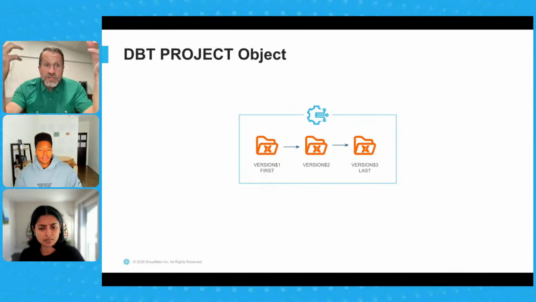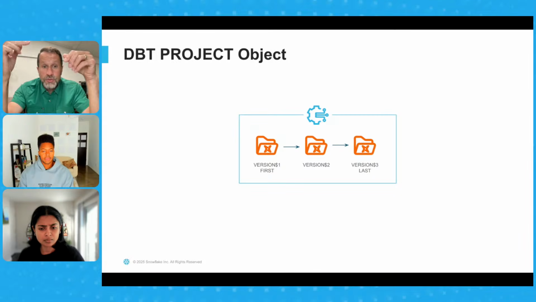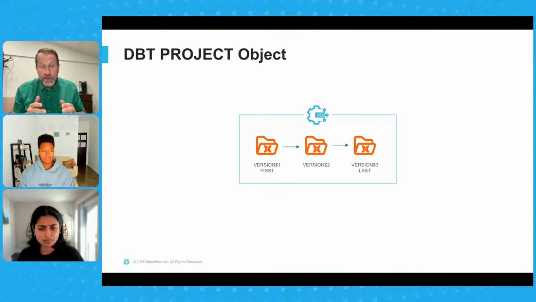And this DBT project object that I mentioned, what we do inside of this thing is we keep a version history of the project as you deploy them. So when you first create it, we have version 1. And as you deploy new versions, as you run an alter DBT project, what it's actually doing is creating another version of those files that make up the project inside of that object. So essentially this DBT project object in Snowflake is a file container at its core that keeps track of different versions of the project files over time.